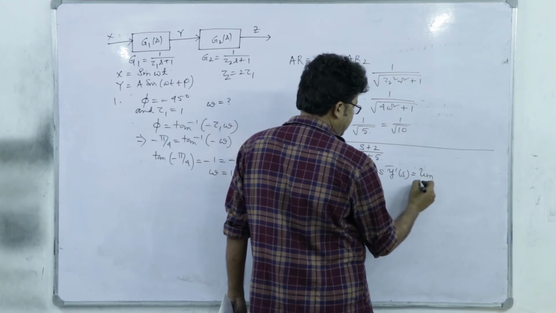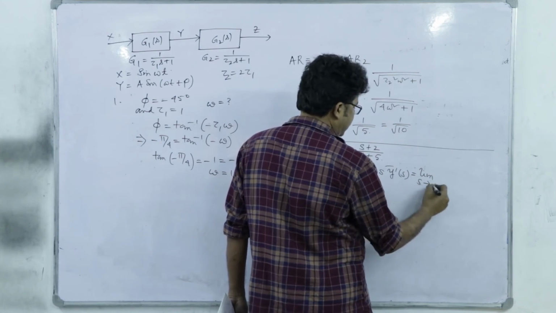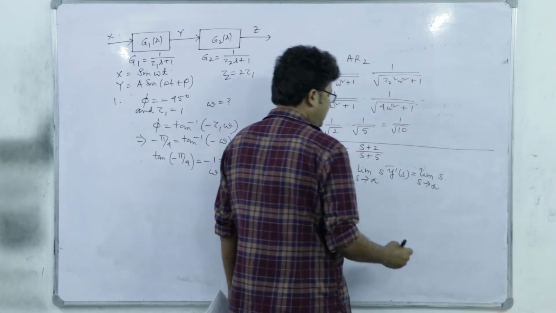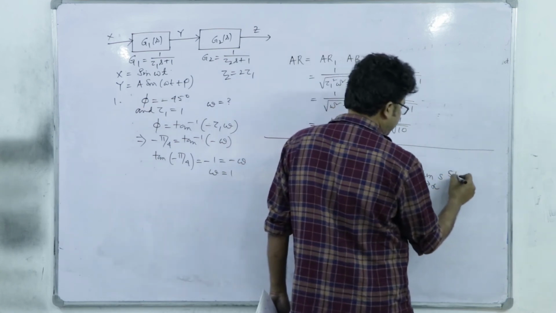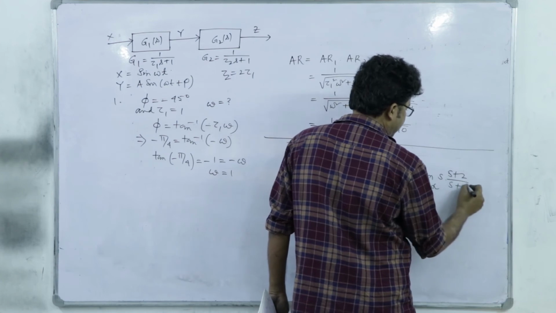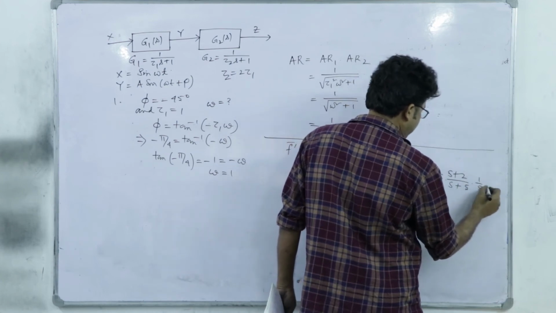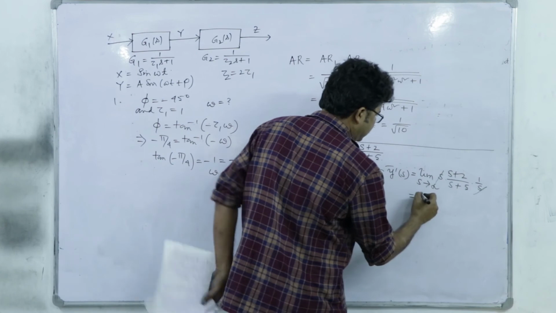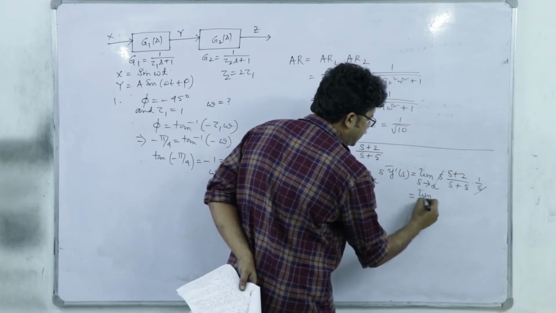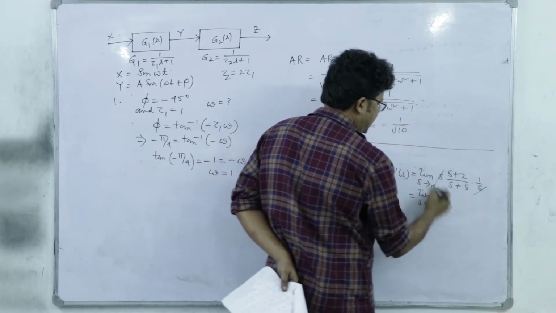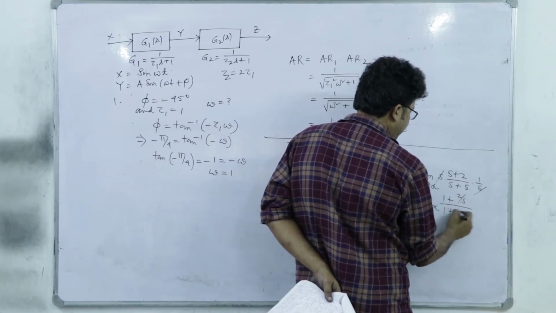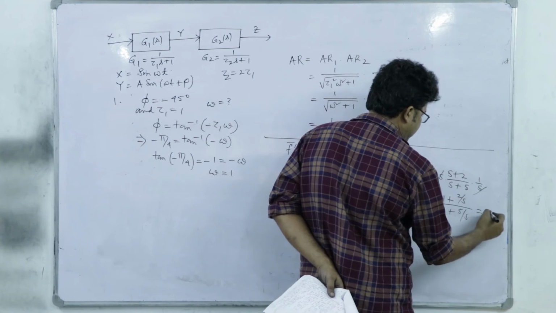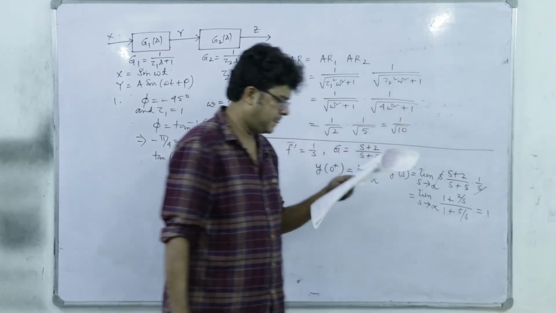So limit s tending to infinity of s times y prime bar, and y prime bar is what? G into f prime bar s. So g is s plus 2 divided by s plus 5 into 1 by s. So it is limit s tending to infinity, if I take s common, 1 plus 2 by s divided by 1 plus 5 by s. So this is simply giving you 1.